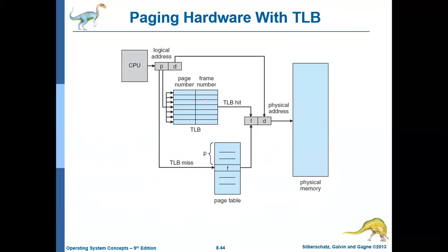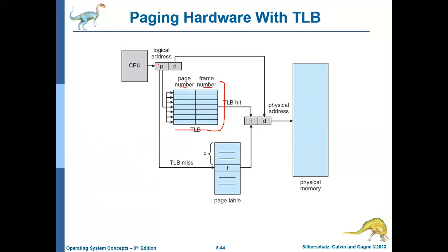So this part is TLB, and as we already discussed, this is a special small fast lookup hardware cache. Okay, so it's a cache memory. It consists of two columns, which is basically, you can call it as a key and a value pair. The key is the page number, and the value is the frame number.